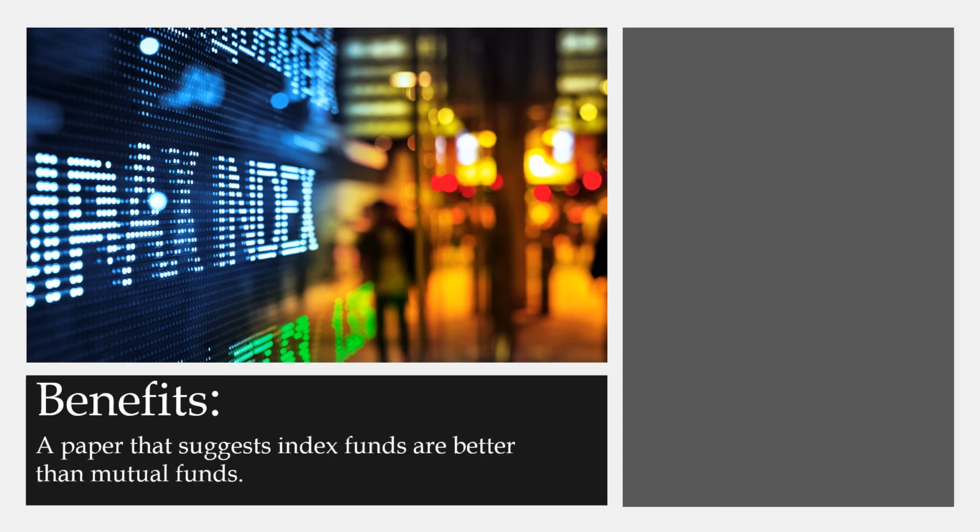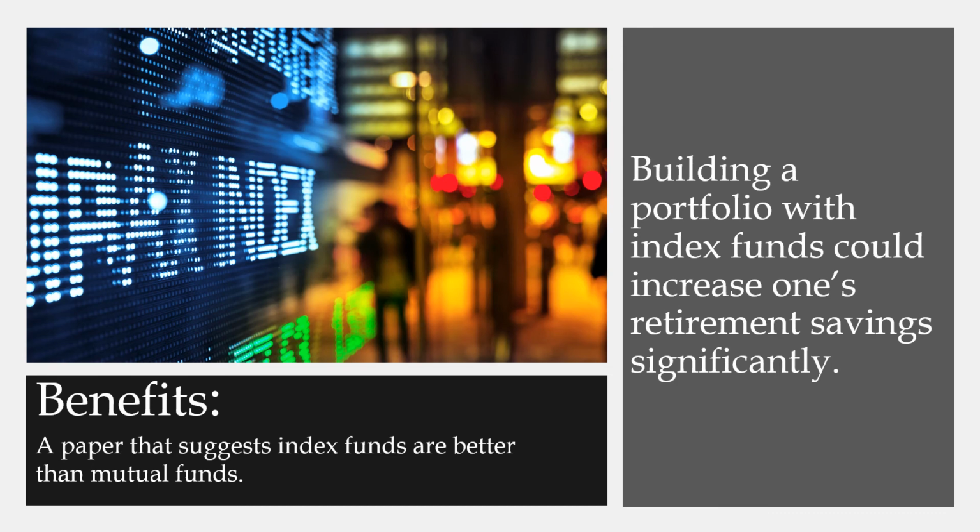When considering a specific position or argument, readers often consider how the argument can benefit them. Thus, outlining benefits can likewise be an effective closer. Perhaps you've just written a paper that argues that index funds are better than mutual funds. Your closer might sound something like this. Building a portfolio with index funds could increase one's retirement savings significantly. Now the reader sees the direct benefit that they're going to receive from following through with the argument that you've outlined.